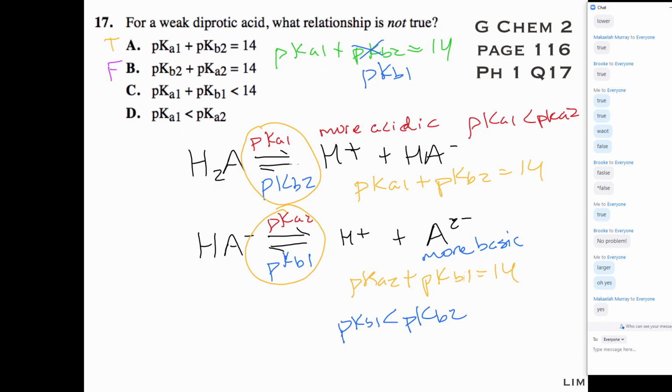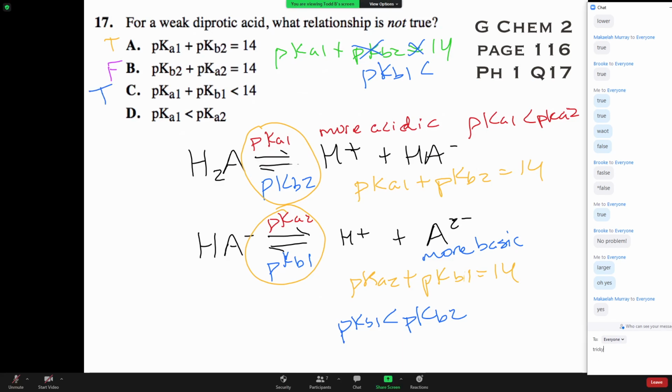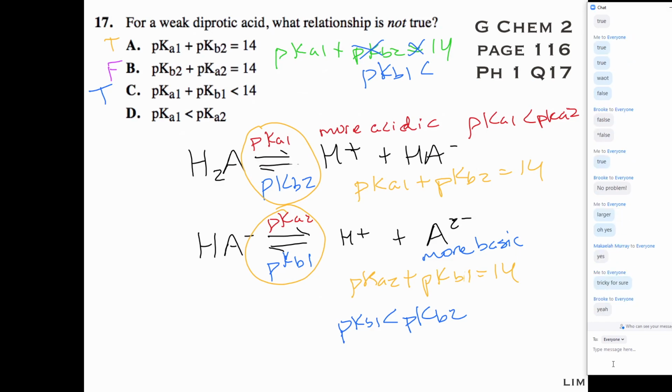So therefore, if pKa1 plus pKb2 equals 14, and you replace pKb2 with a smaller number, then that also has to be smaller. So how many would give that a tricky but true? And then D is my only one I feel completely confident in, because that's one of those just definitions.